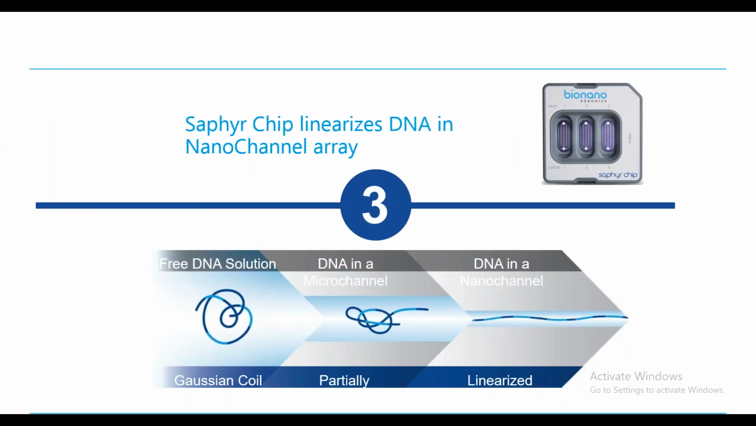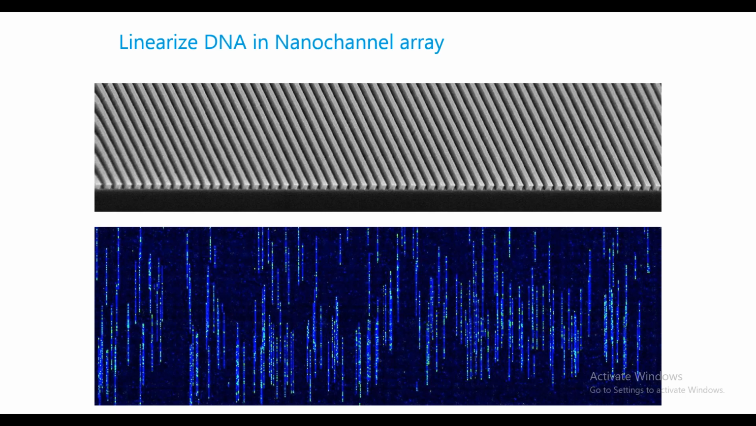Now we linearize the DNA molecules in our nanochannel arrays. This is really the core technology that Bionano was built on. And once these molecules are squeezed into these nanochannels, they are uniformly stretched. Because of that stretch, we can simply take a picture of these molecules and get the distance between these fluorescent labels, and that allows us to convert that into base pairs.